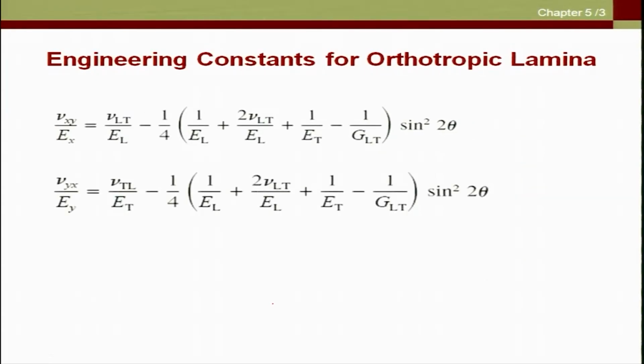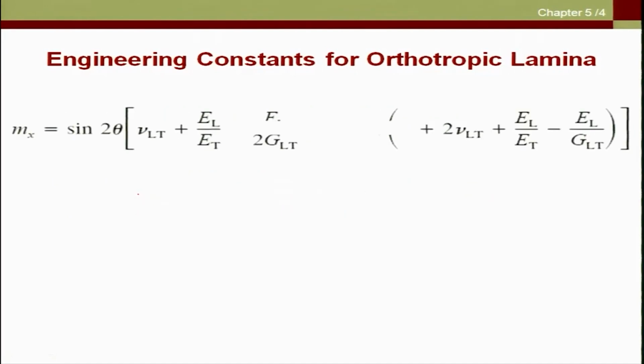Next, look at Poisson ratios, and once again when theta equals 0, then nu xy equals nu LT, and when theta equals 90 degrees, then once again sin square 2 theta becomes 0, then nu yx becomes nu TL, and so on and so forth.